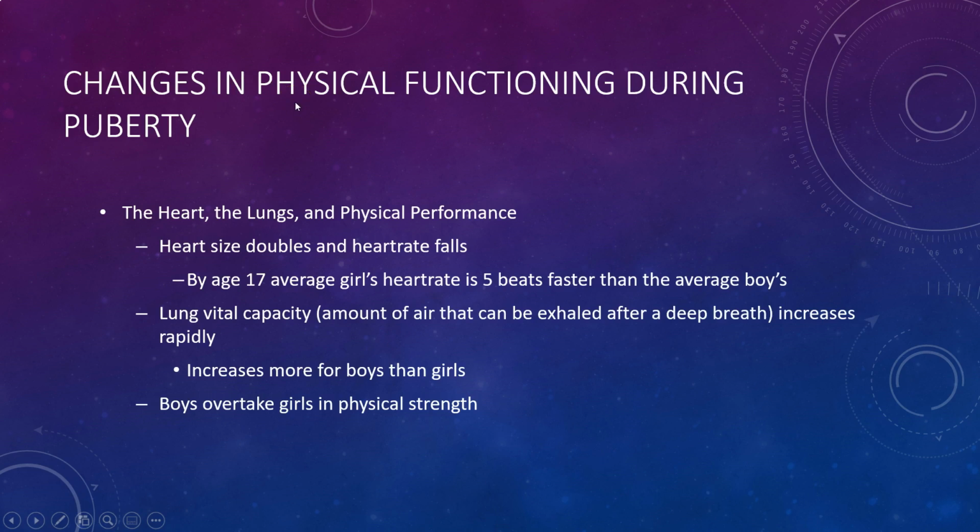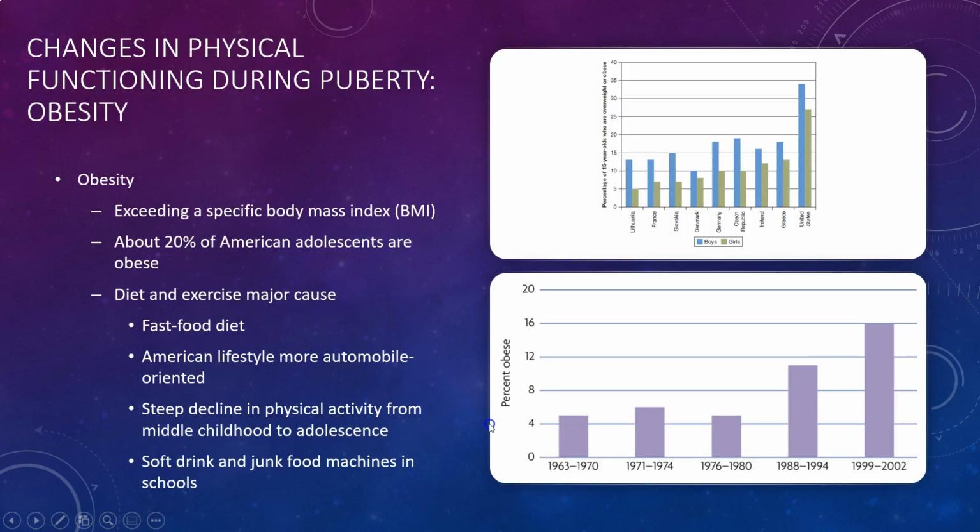Other changes in physical functioning during puberty happen as well. The heart size doubles, heart rate falls. Children have a much higher heart rate. By age 17, the average girl's heart rate is 5 beats faster than the average boy's. Also, the lung vital capacity, so the amount of air that can be exhaled after a deep breath, increases rapidly, increases more for boys versus girls. And at this time, boys overtake girls in physical strength during puberty.